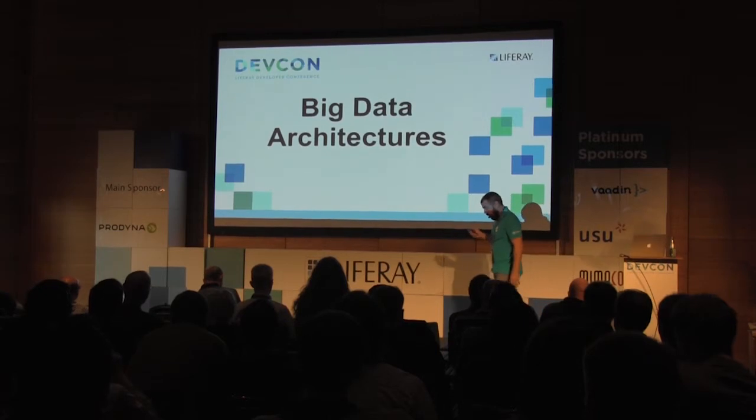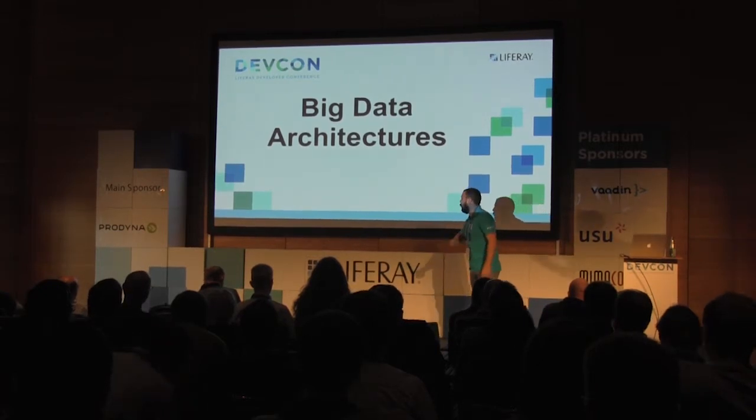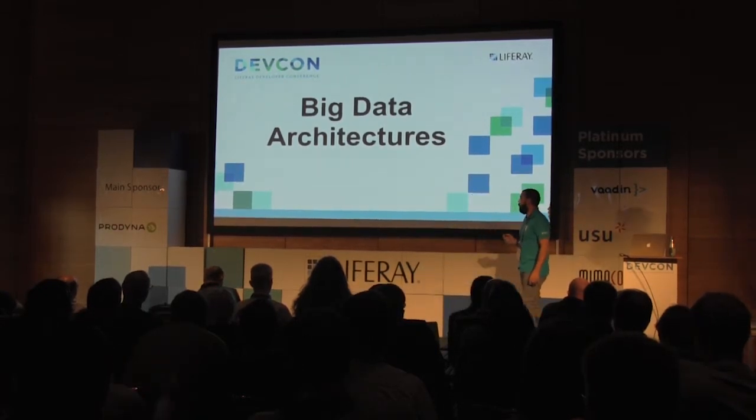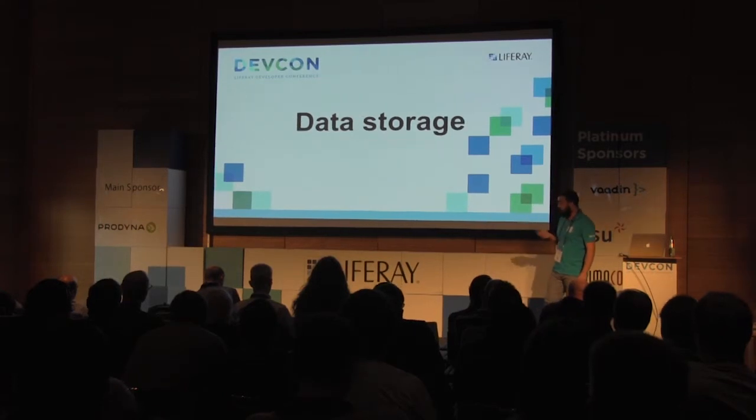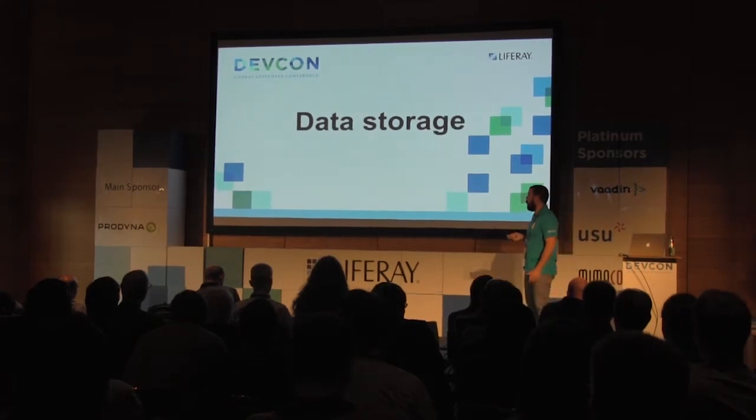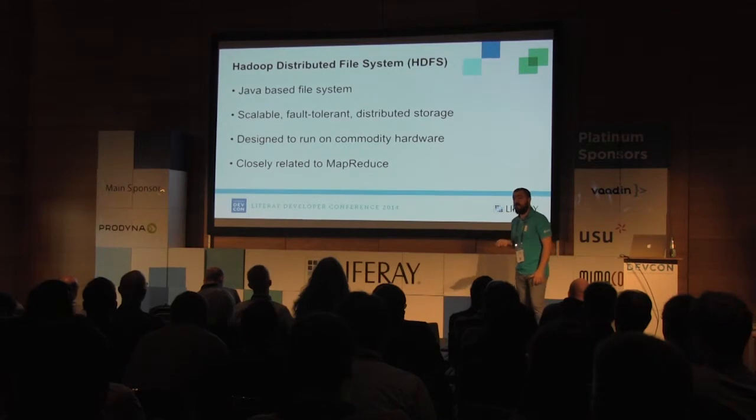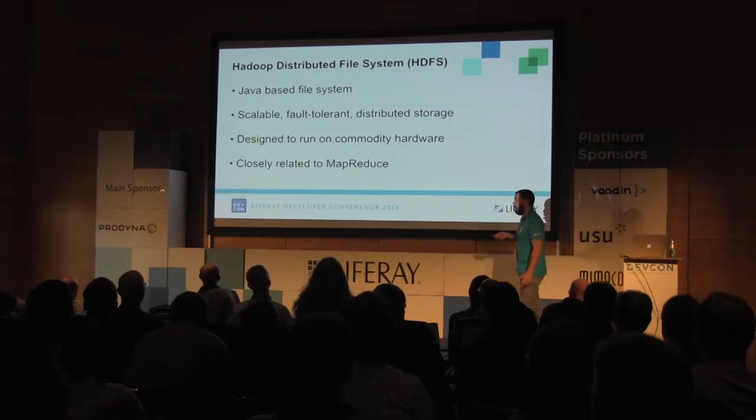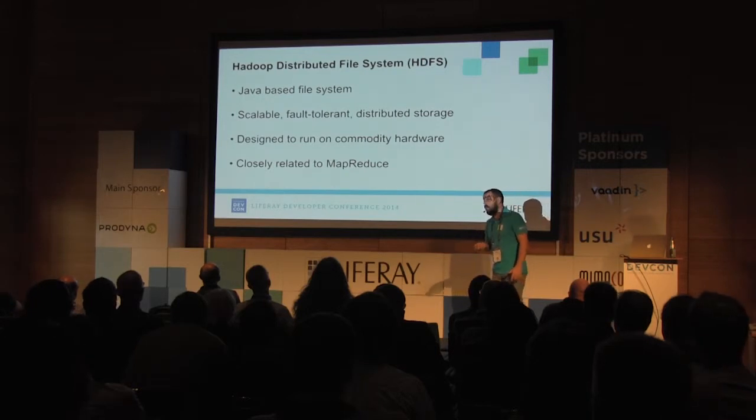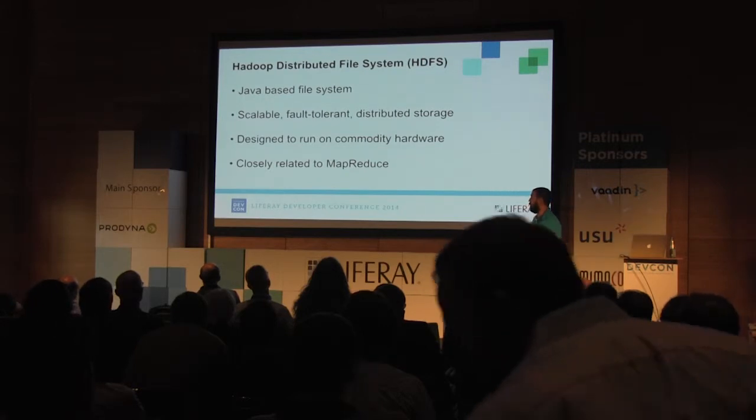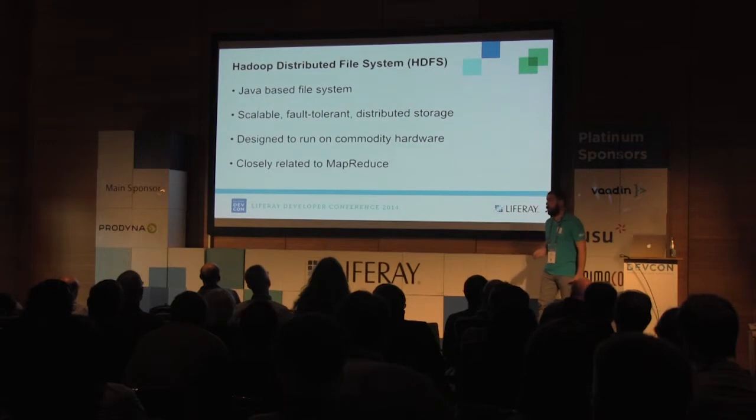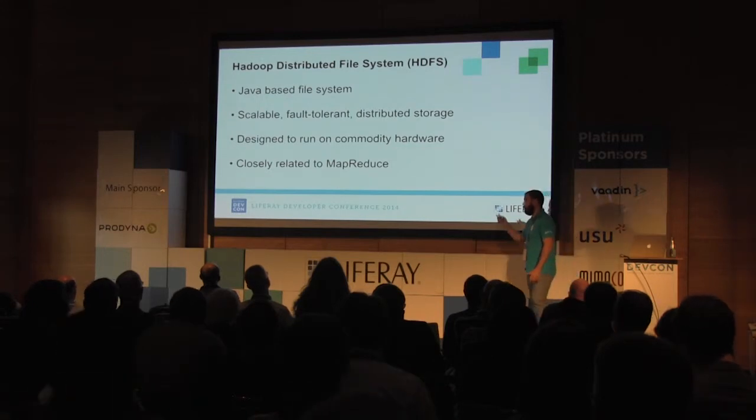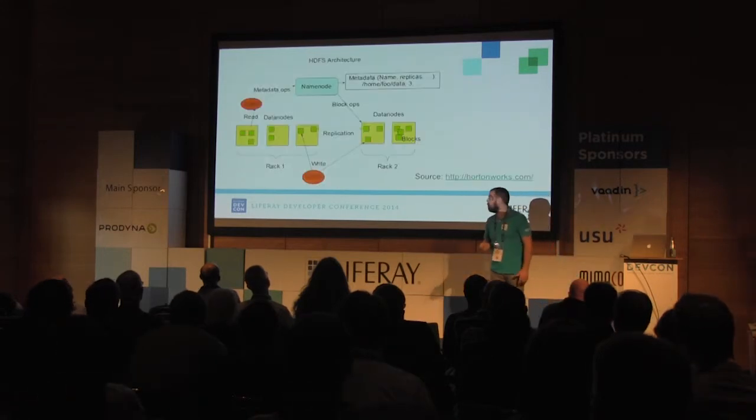So let's make a very quick round of the popular technologies. For data storage, I guess all of you already know Hadoop. Hadoop is a distributed file system based on Java, and it's designed to run on commodity hardware. It was copied from the original idea from Google, from GFS, the Google File System, and is closely related to MapReduce, as we will see.